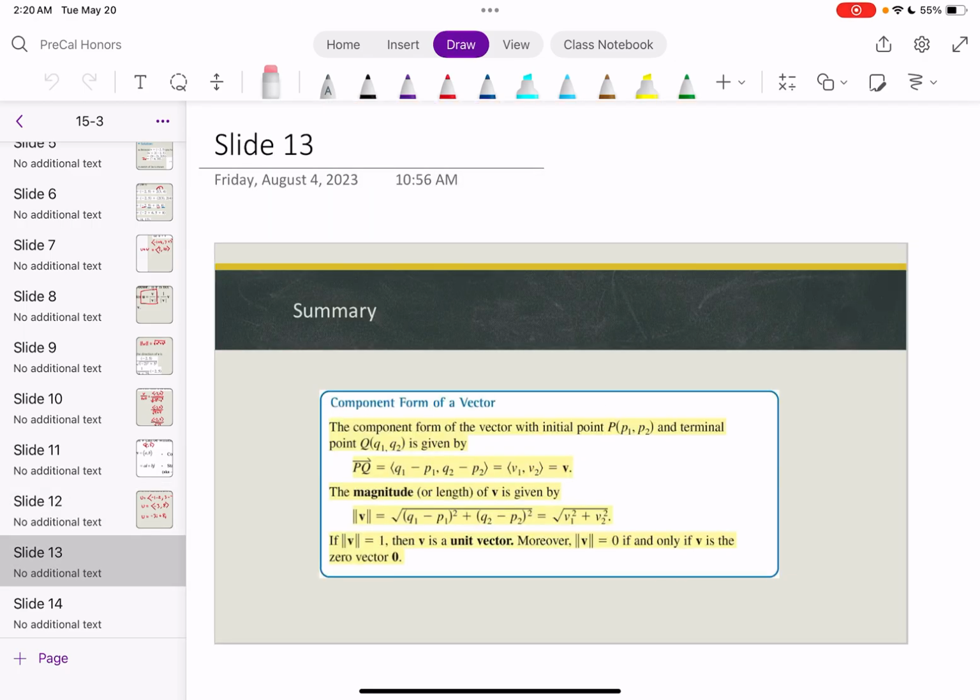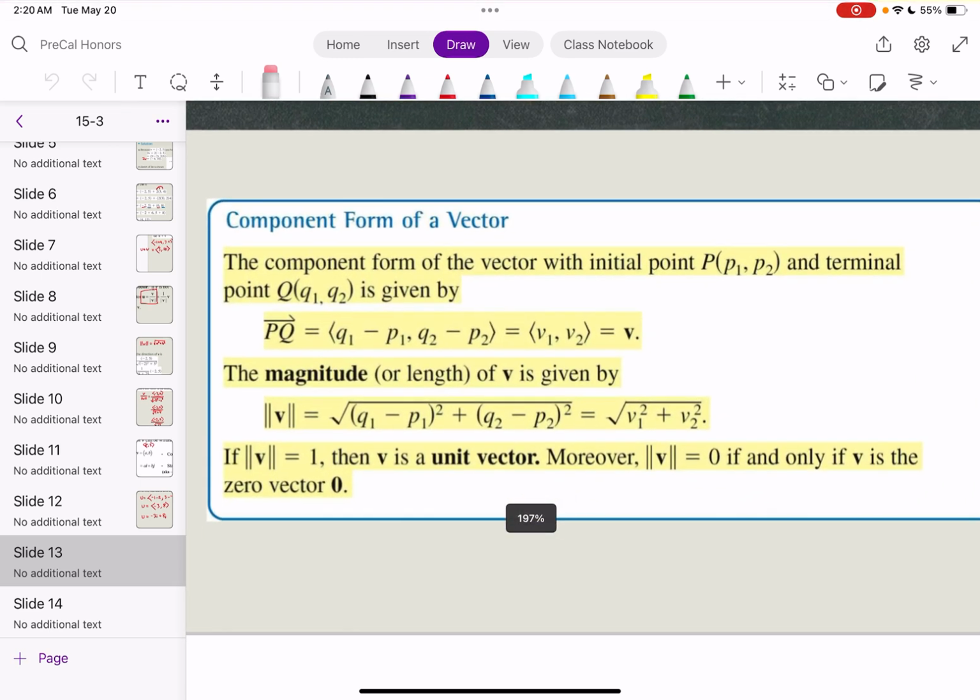Our last slides, 13 and 14, are a summary of the various problems that we have taken a look at throughout this section. In this case, you can go ahead and see how we would find the component form of a vector. Notice we would do our terminal point minus our initial point, which would be q1 minus p1 and q2 minus p2. That would give us our final vector of v1, v2 as our final answer.